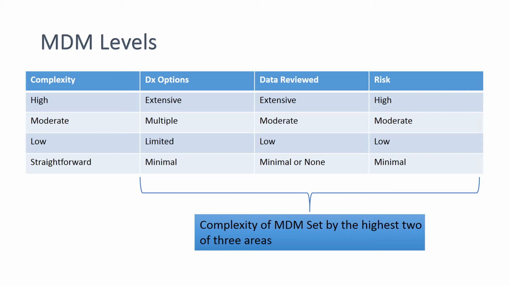And if you look at this table, the complexity of medical decision-making is set by the highest 2 of the 3 areas involved, such as a high complexity medical decision-making note needs to have the documentation of extensive diagnosis and treatment options and extensive data reviewed, and it may have moderate risk. You could also, for the same complexity, document extensive diagnostic or treatment options, moderate or low data reviewed, and high risk to the patient, because it's the highest 2 of 3 areas.